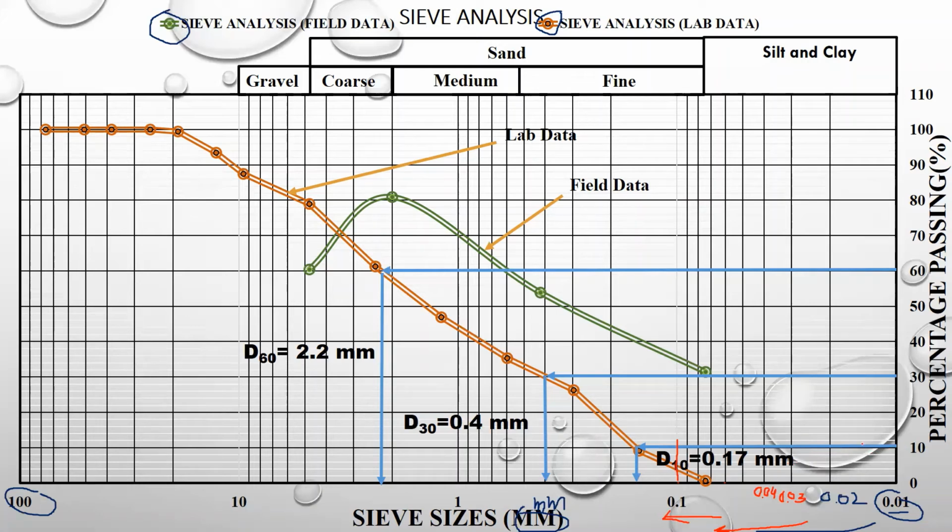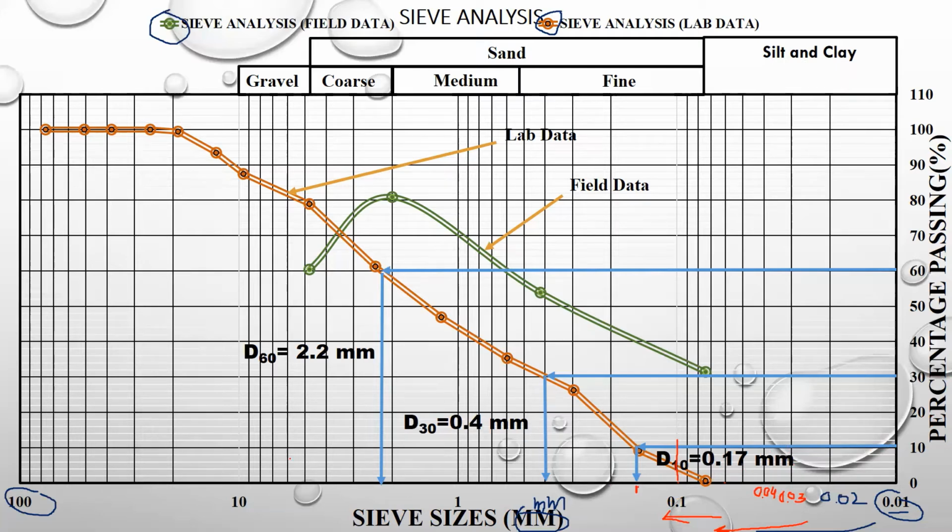So you can check it out. For example, it is 10%. First, you should draw this line at 10%, and you will touch and drop it here. D10 means diameter at 10% passing. And you will drop this perpendicular here and you will read this one. So it is 0.1 and it is 0.2. It is nearest to 0.2, so I have taken it as 0.17.